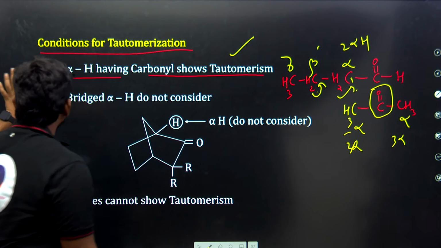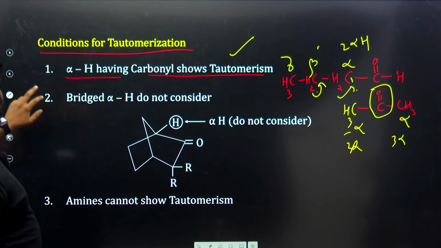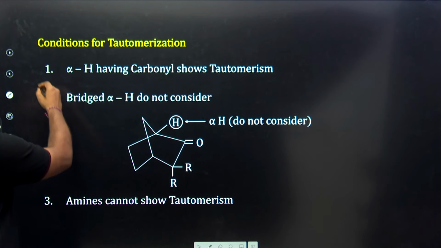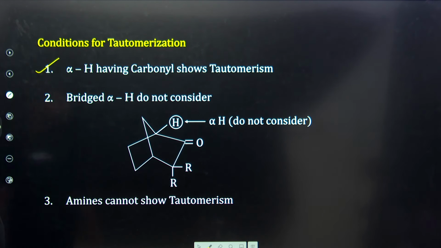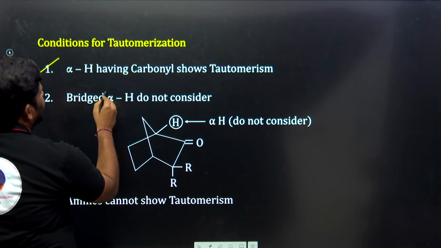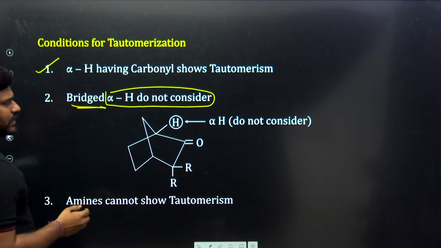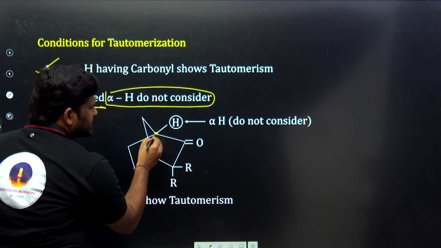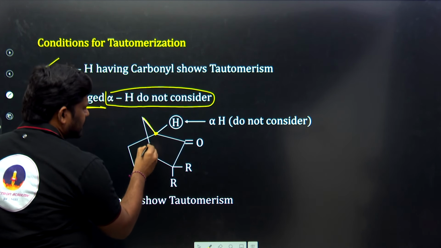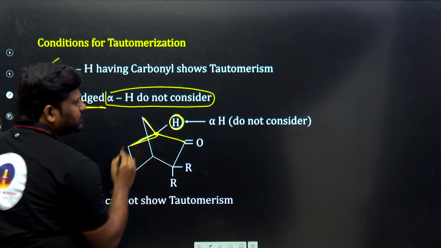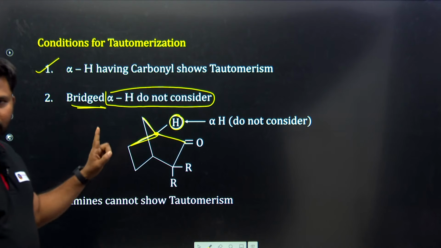So the next one. Alpha hydrogen containing compounds show tautomerism, the first condition is over. Next, sir, okay, alpha hydrogen is there, but what about a bridged hydrogen, sir? For example, this is an example. This is a bridged carbon, attached to this carbon and this one too. This is called bridged. So bridged hydrogen should not be considered. It is very important.